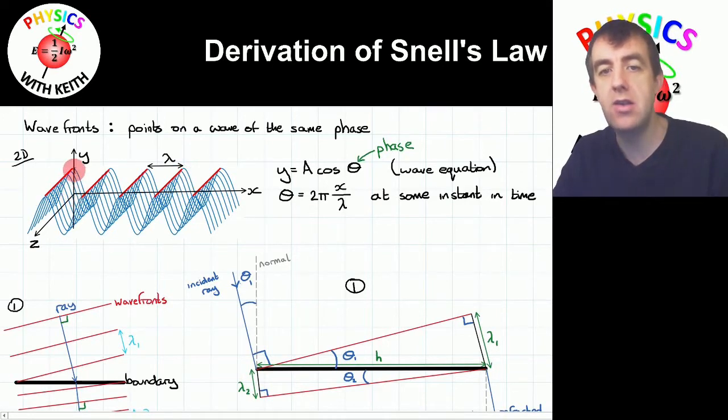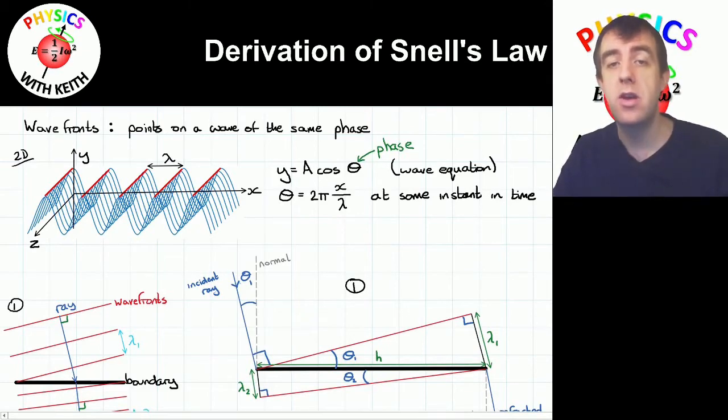You can see that when x equals lambda, so we'll start here where our phase is, let's say, 0, then if we move in the x direction 1 wavelength, then x divided by lambda will equal 1, and the phase difference between this wavefront and this wavefront is 2 pi, which is equivalent to 0. So that's how phase works. And that's what wavefronts are. So now we can use wavefronts to construct a diagram of refraction.